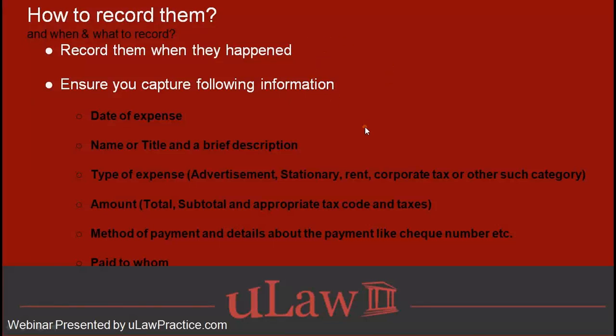Was it an advertisement? Was it a rent? So further classifying that expense into these different categories, as I mentioned, gives you better perspective and a better categorization of that expense. Then we talk about the amount. What was the total amount? And the total amount could be the subtotal plus the appropriate taxes. Certain expenses may not have HST or tax components, and that's great. But if they do, you certainly want to capture that as well.